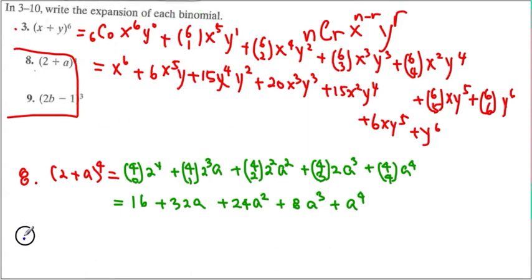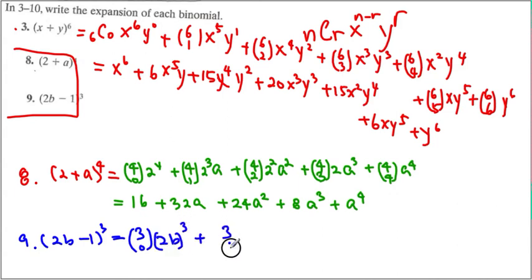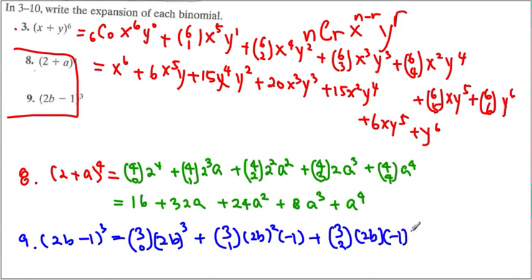Now, number 9. I'm going to use the blue. Here we have 2b minus 1 to the third power. Then same as before, so first one is 3C0, and then 2b to the third power, plus 3C1, then 2b squared times negative 1 to the first power. The next, 3C2 times 2b times negative 1 squared. The last one is 3C3 and then negative 1 to the third power.